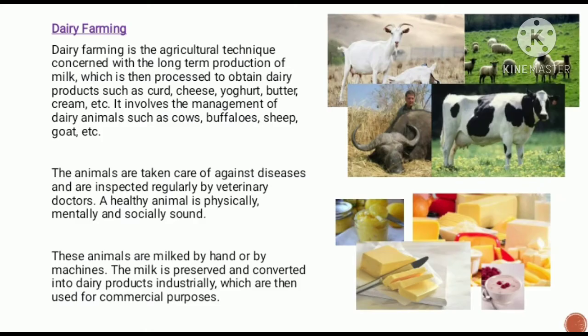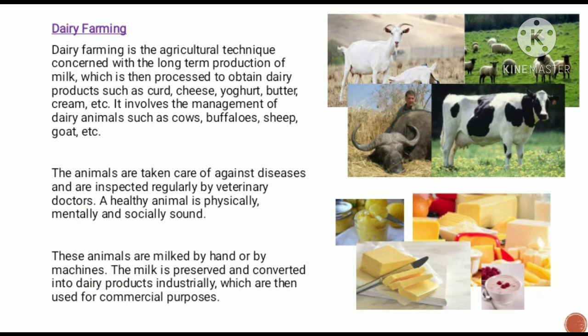Dairy farming. Dairy farming is the agricultural technique concerned with the long-term production of milk, which is then processed to obtain dairy products such as curd, cheese, yogurt, butter, cream, and more. It involves the management of dairy animals such as cows, buffalo, sheep, and goats.